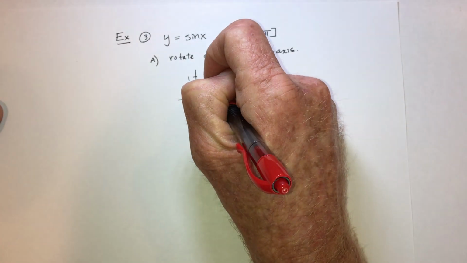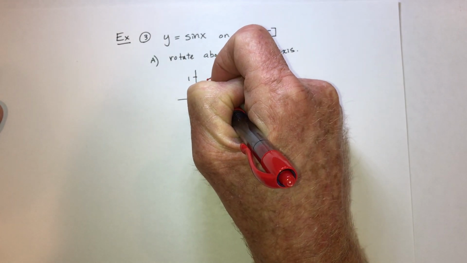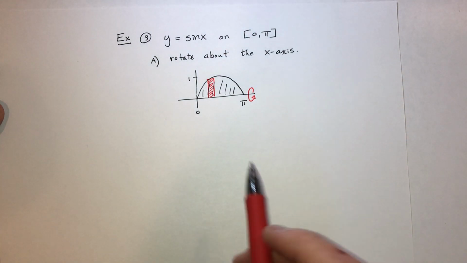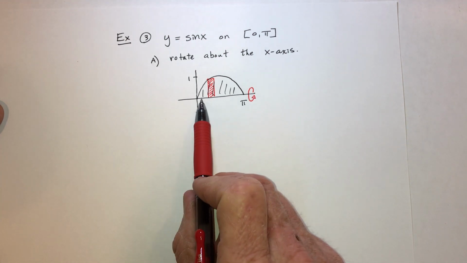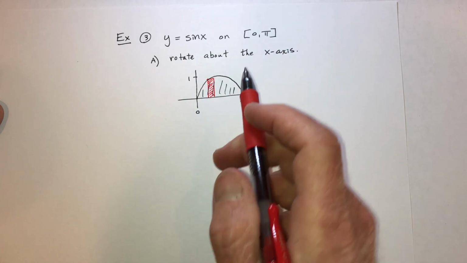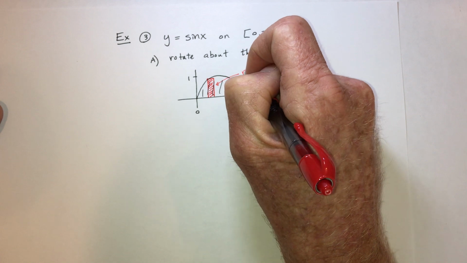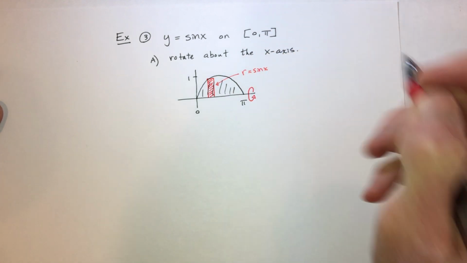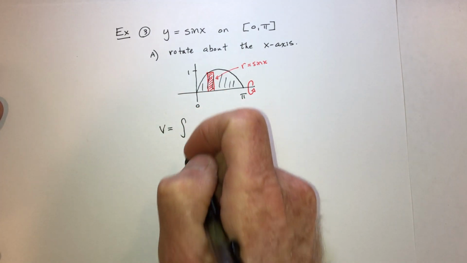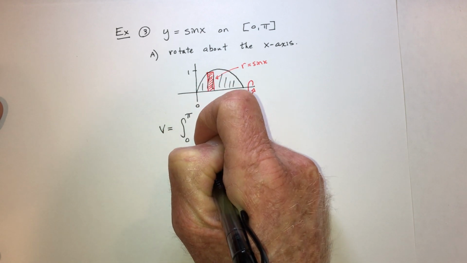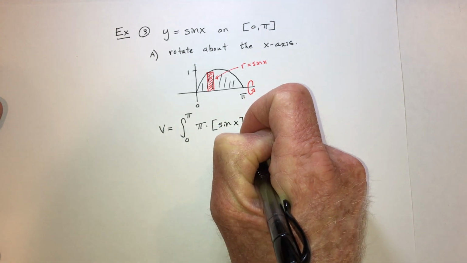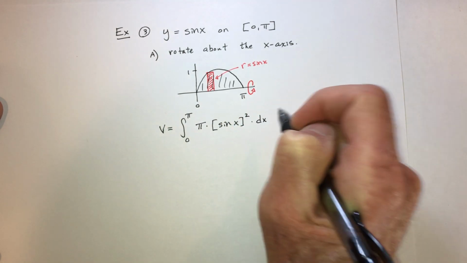So the next thing is draw the representative rectangle. There we go. The rectangle needs to be perpendicular to the axis of rotation, so that's good news. And the radius is going to go from here up to the function. So that means that the radius is equal to sine of x. So next step, set up the integral. So it's going to be integral from 0 to pi. And then the formula is pi, the radius gets squared, and then times the height, which is dx.